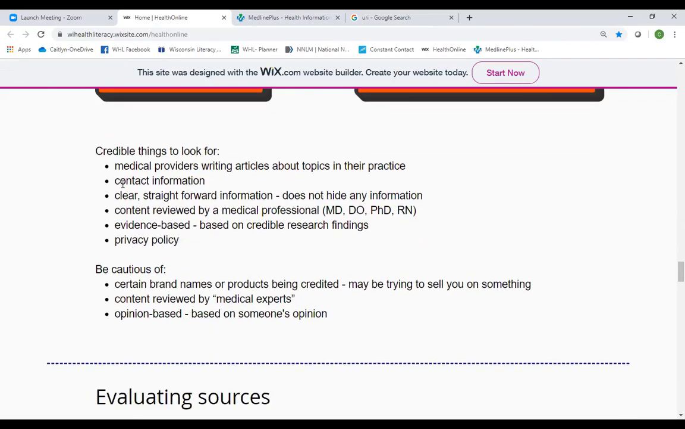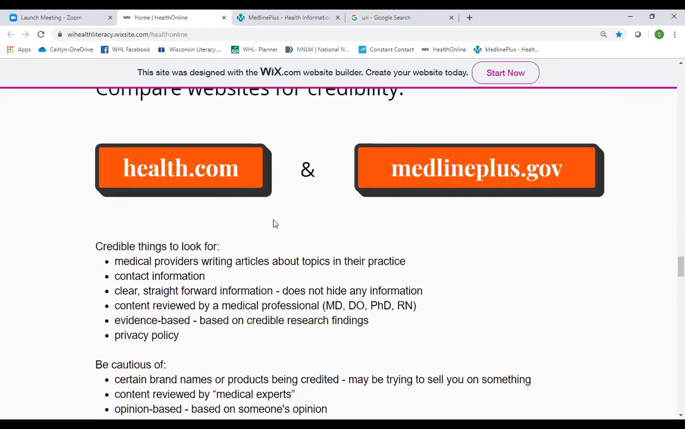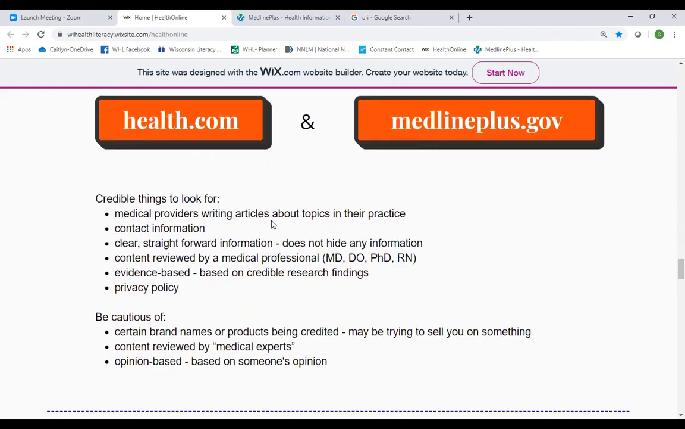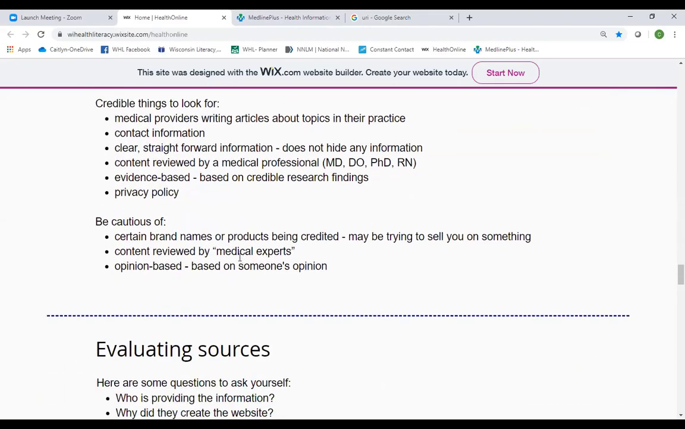Again, I reiterate on those credible things to look for. Repetition is key when we're looking at online information. There's a lot to comprehend from this workshop and a lot to take in. So repetition on these steps is very important.